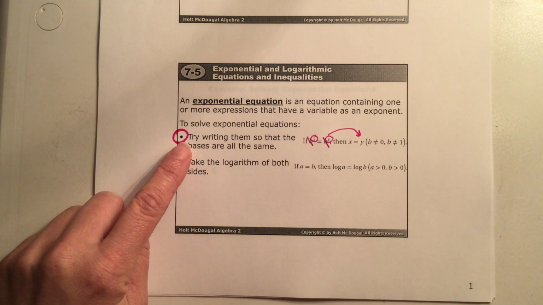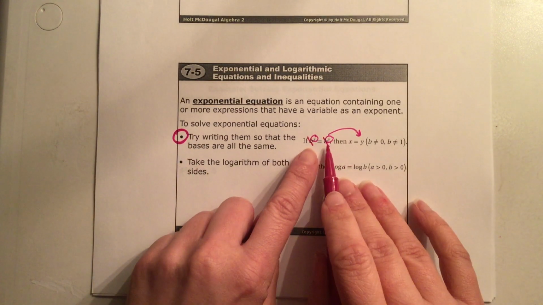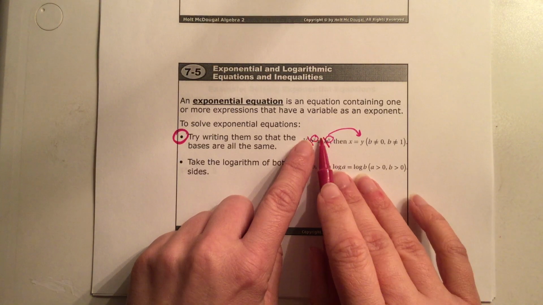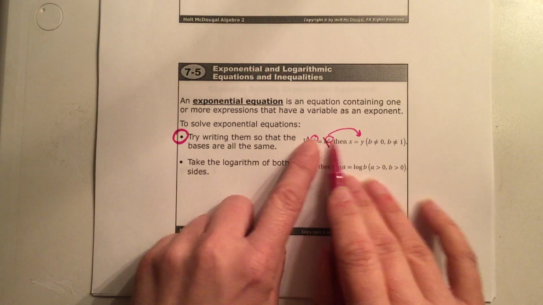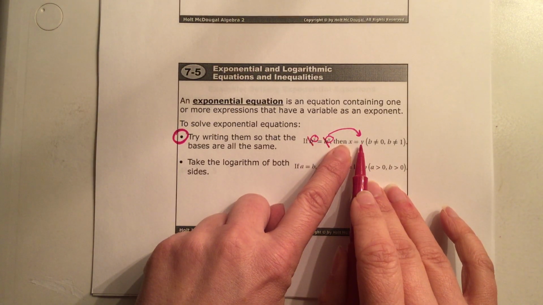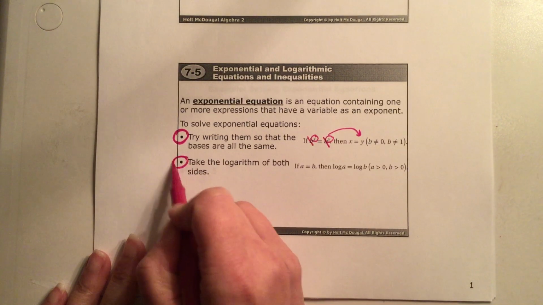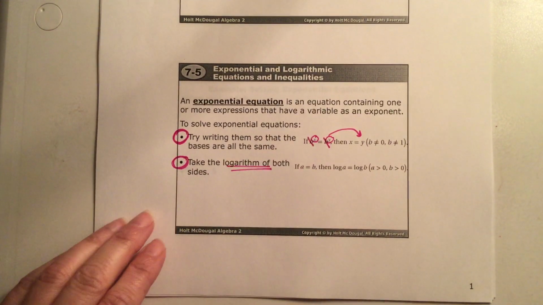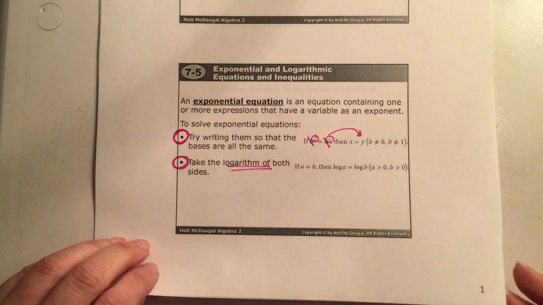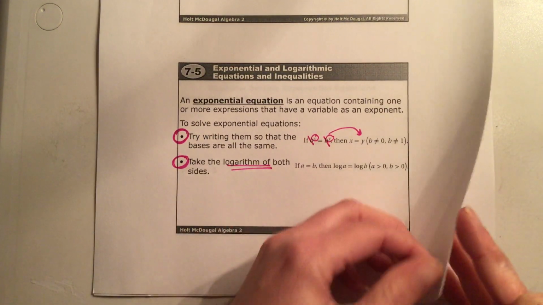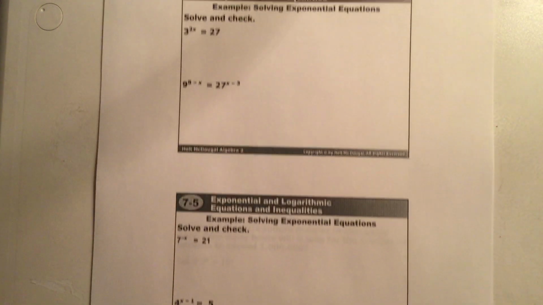Try writing it so that the bases match. If you have one base on each side and they're the same, you simply cross them off, take the exponents, set them equal to one another, and solve. Well, obviously you can't always make the same bases. It's not always possible. If you cannot make the same base, then you take the logarithm of both sides and use properties so you can solve from there. So let's see what this even means.